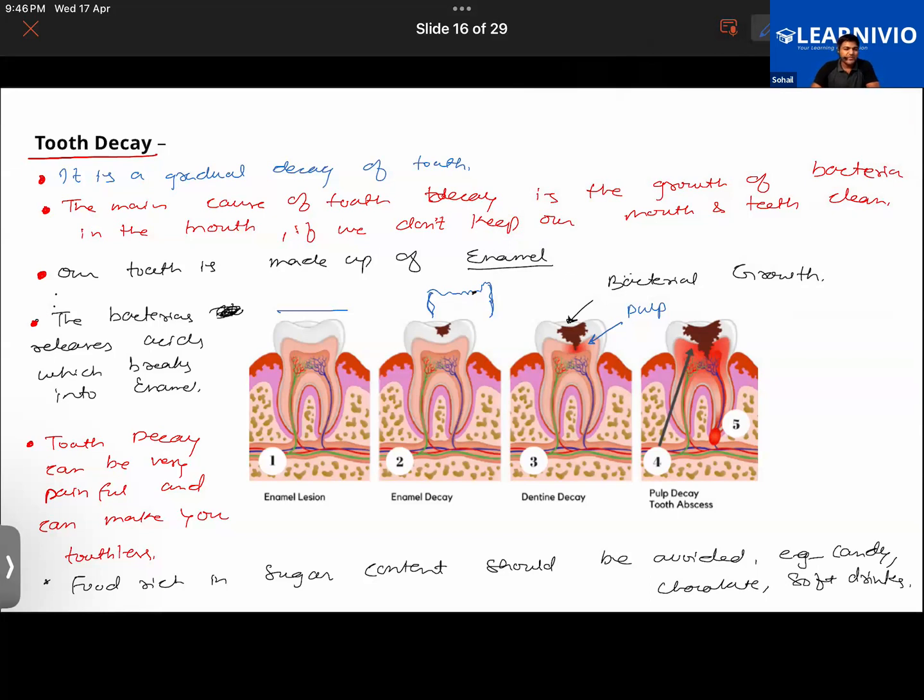So how can you prevent tooth decay? Clean your teeth with a brush or dental floss at least twice a day. Dental floss, you guys know, is basically a thread using which you can clean your teeth.